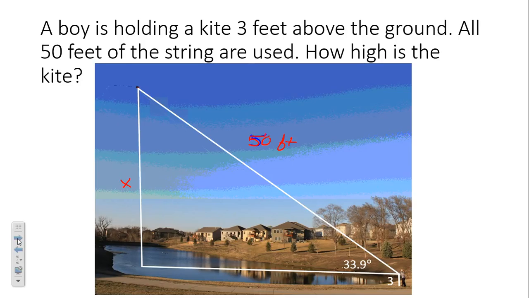Okay? So we know an angle. We're trying to find the what part? The opposite. We know the hypotenuse, right? So which one are we using? SOH-CAH-TOA? The sine. The sine of 33.9 is equal to what over what? X over 50. If X is being divided by 50, what do we need to do? Yep. So 50 times the sine of 33.9. So when we do that, what do we get?